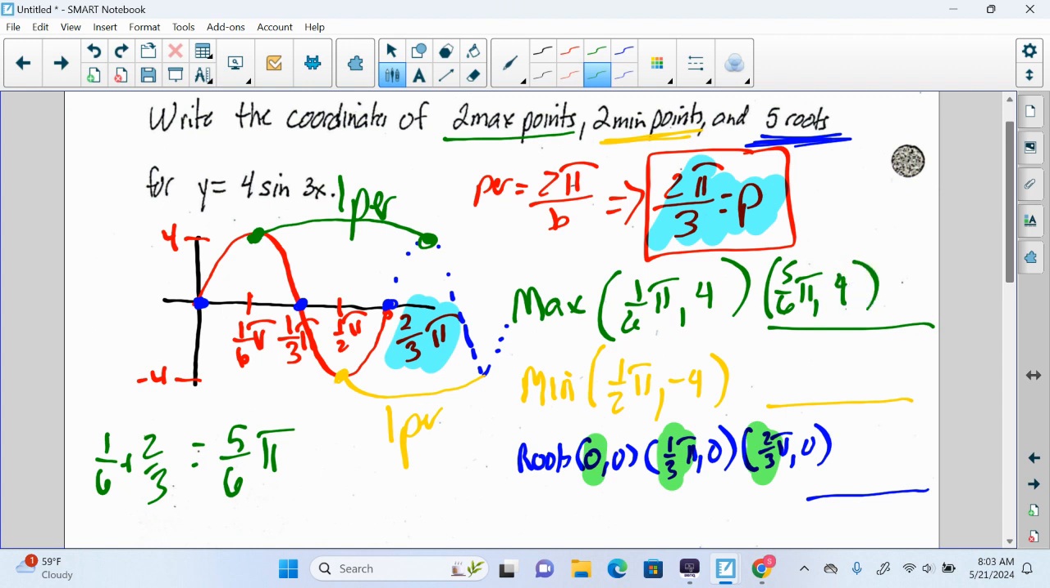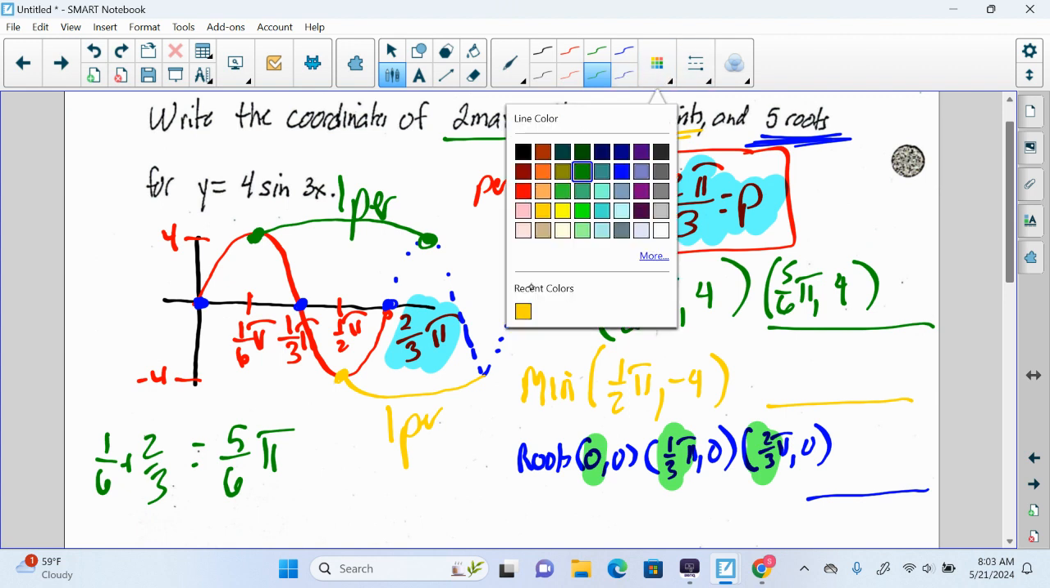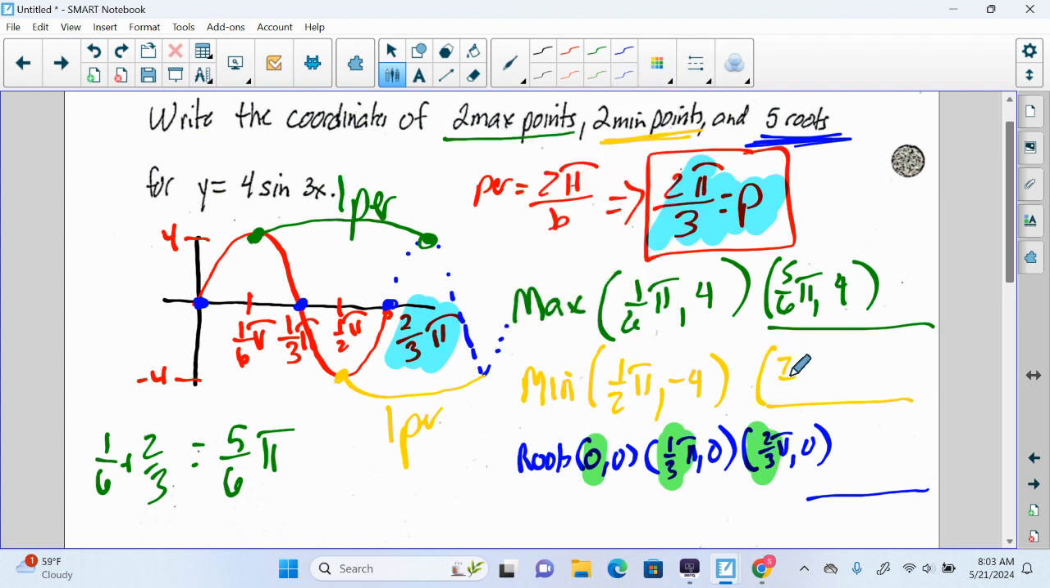Same thing with the minimum. We have 1/2, the yellow. We're going to add 2/3 because that's the period. Math fraction that. That'll be 7/6 pi. Again, I want you to use a calculator for that. 7/6 pi, comma -4.